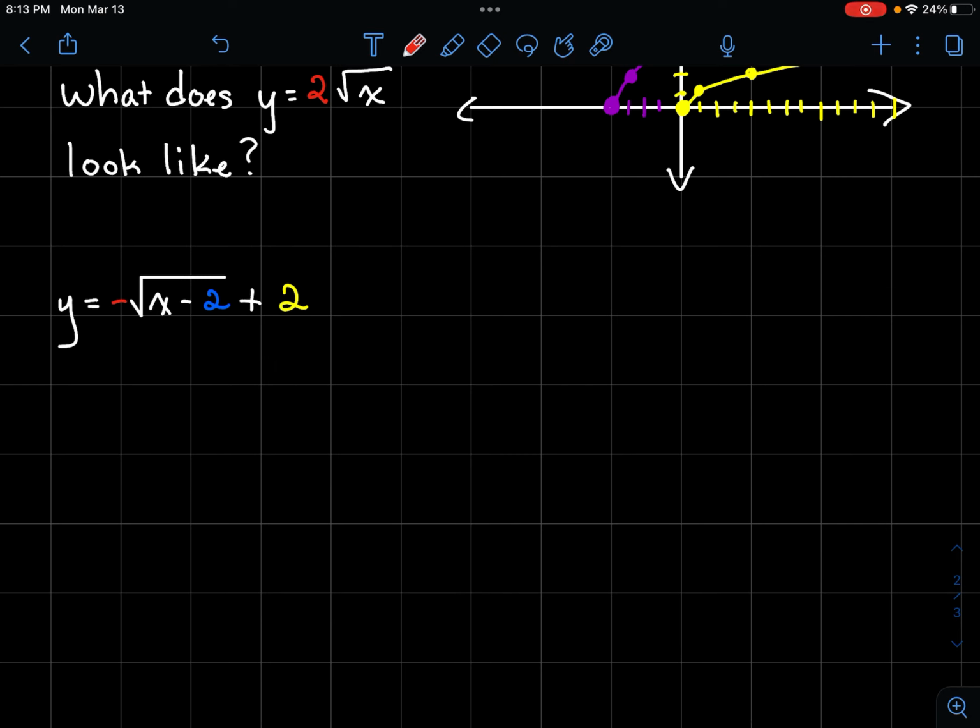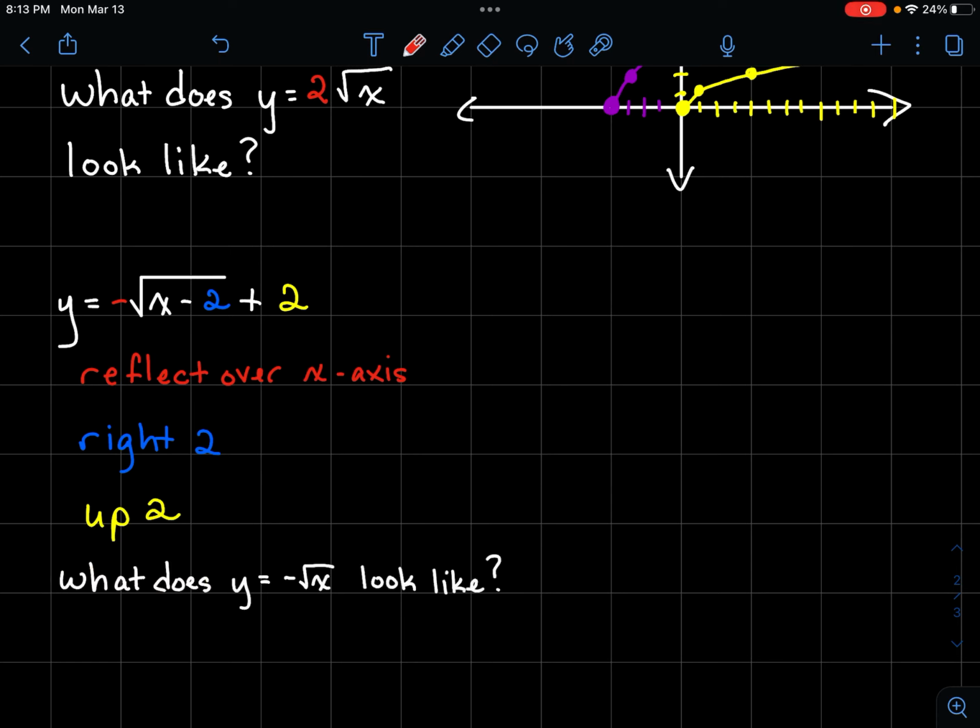How about y equals negative, or the opposite of the square root of x minus 2 plus 2? We've got 3 things taking place here. We've got 1, it's going to reflect over the x-axis, so the graph's going to curve downward to the right. We have the graph going to the right 2, and we have the graph going up 2. So what would negative square root of x look like?